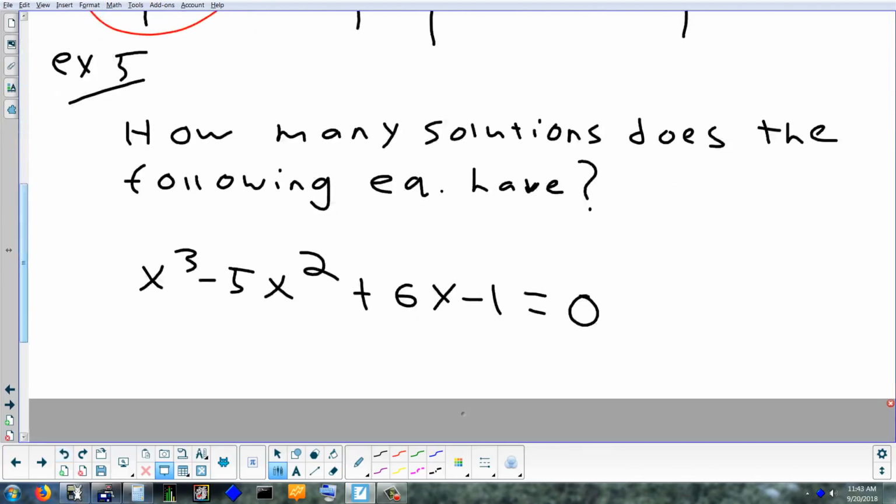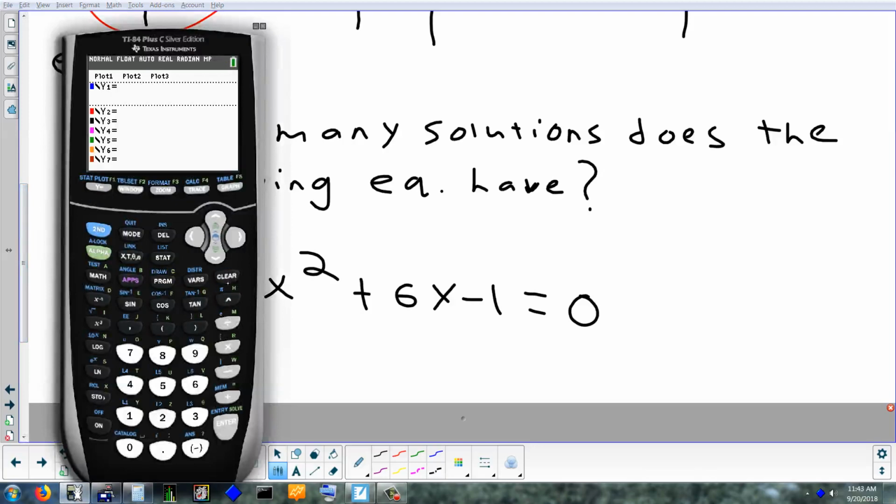Right, so let's graph that and see how many solutions it has. Now we're setting it equal to 0. So what does that mean we're finding? We're finding the what of the equation? The root. That's one way to say it. What's another way? X-intercept. We're finding x-intercepts. We're finding the zeros. That's what we're finding.